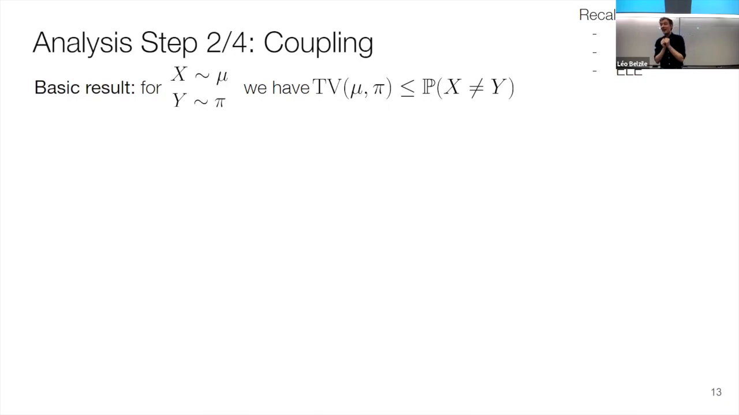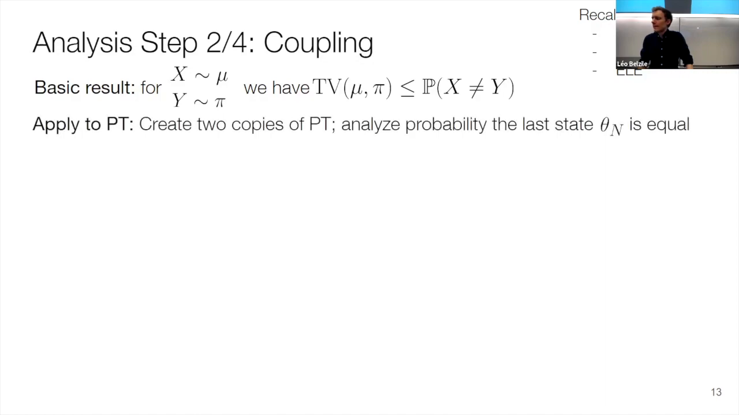As it turns out, for any such joint distribution, I get an upper bound on the total variation. It also turns out that there exists a coupling that makes that total variation equal. So there is a best possible coupling. And we're going to use this to analyze PT. How are we going to use this? If PT wasn't complicated enough already, it's about to get more complicated. We're going to create two copies of parallel tempering, and we're going to couple them in such a way that eventually the last state, that target distribution state, will be equal. And then we're going to have a bound on our total variation by that basic result that I told you about.